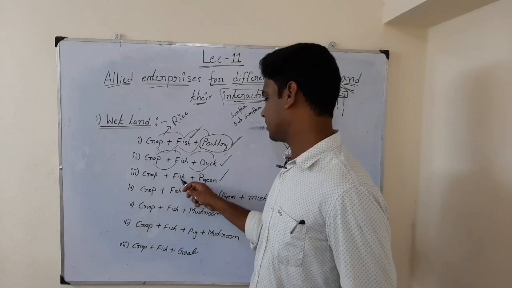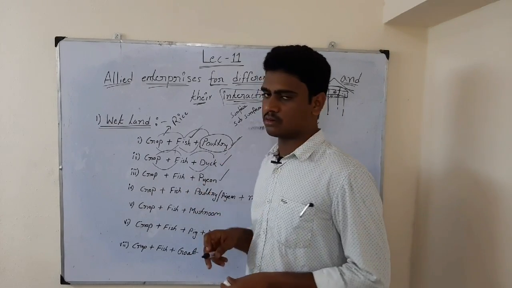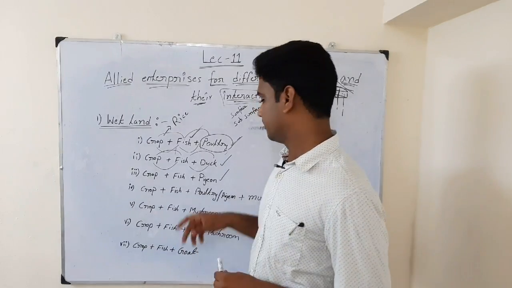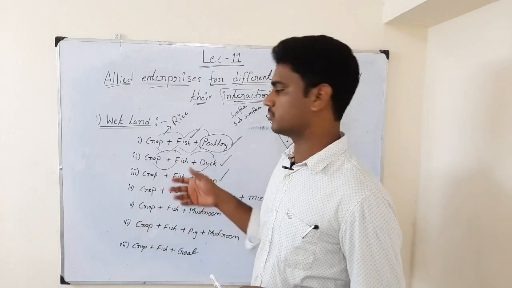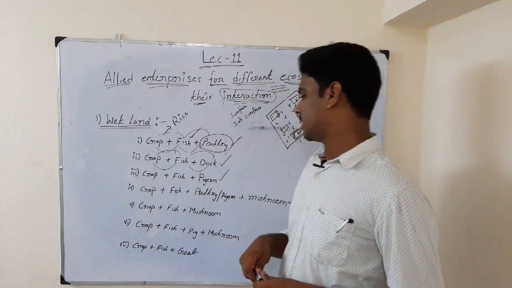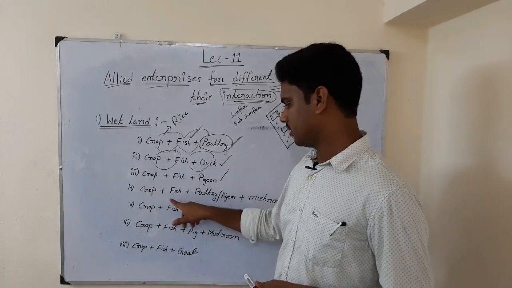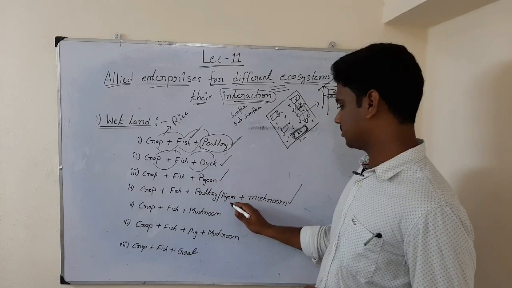Then the next one is crop, fish, followed by pigeon. Pigeon is also one of the birds, like poultry, we can grow in the field, and maintenance is also very easy, and the droppings will be very high. They drop so much, so that will be useful for the field in the form of manure. Then the next one is crop, fish, poultry or pigeon, either poultry or pigeon you can go for.